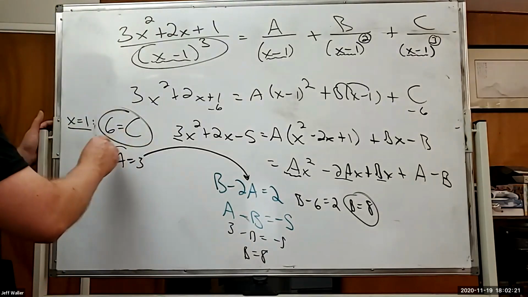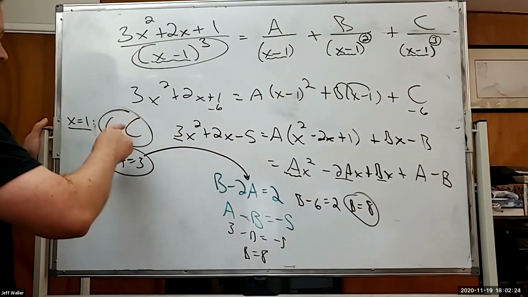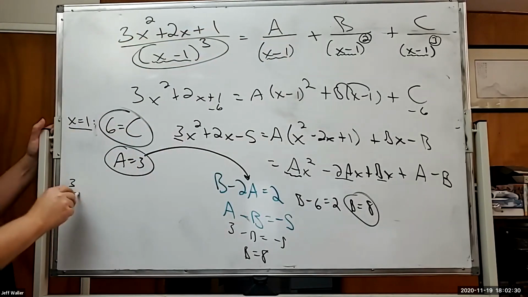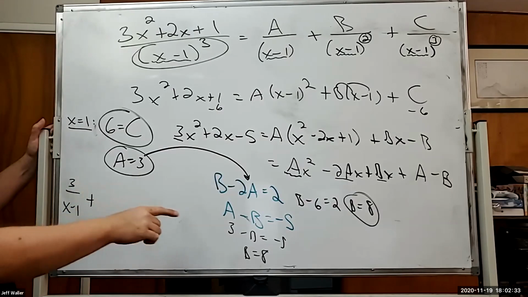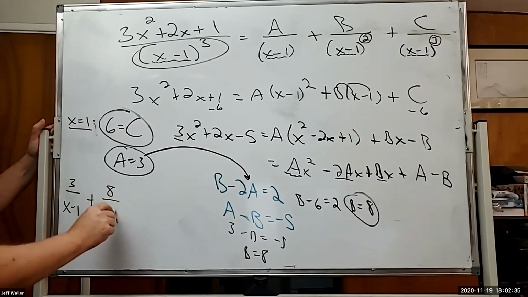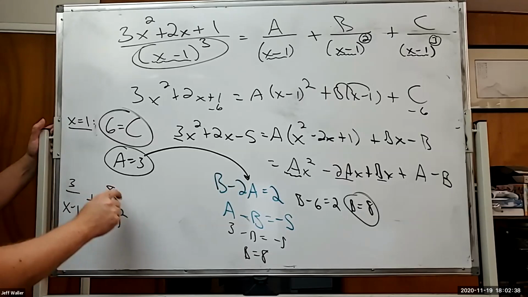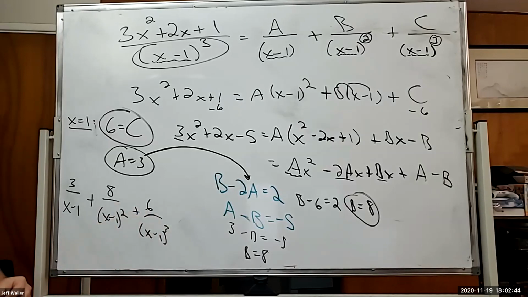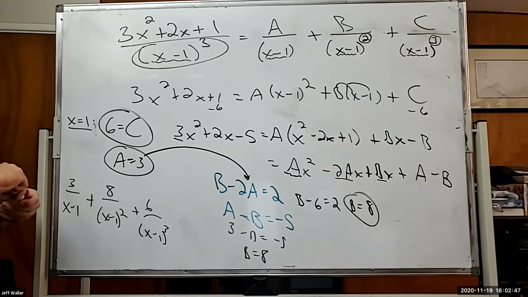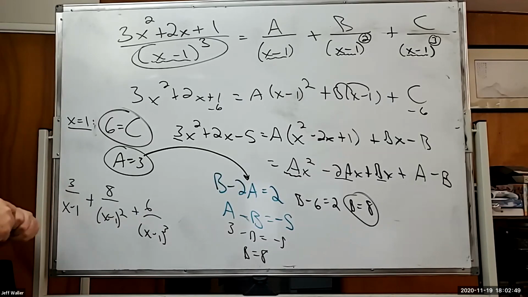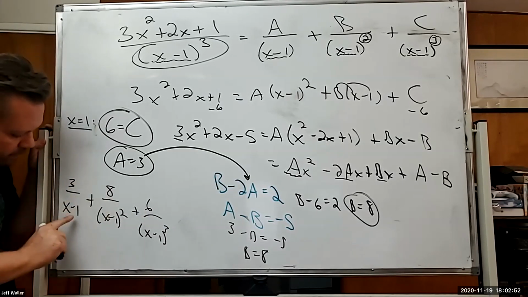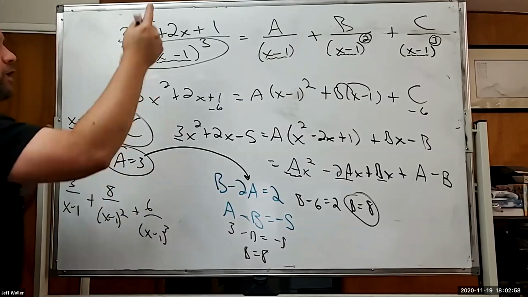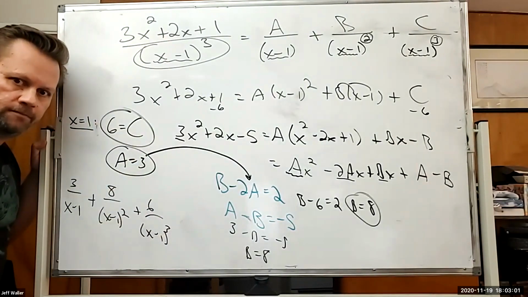So I know A is 3, B is 8, C is 6. So then I know what the answer is. 3 over x minus 1 plus 8 over x minus 1 squared plus 6 over x minus 1 cubed. And so if you gave this guy 2 more x minus 1s and you gave this guy 1 more x minus 1, then you could combine them all and you would get this. That's what that means.